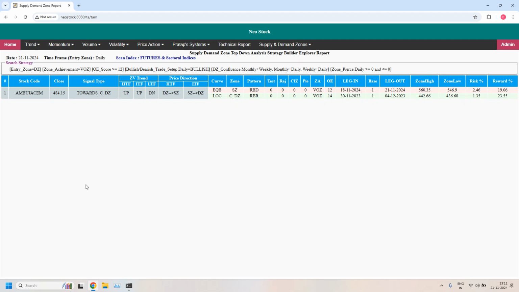So it's a high probability setup, and moreover it is a high liquidity demand zone. This is a daily zone. Now because it is having LTF, ITF, HTF, that means the daily zone is part of the weekly zone, both together again part of the monthly zone, and the monthly trend is up. If this monthly zone is having monthly EMA confluence, it is an even higher probability trade setup stock.